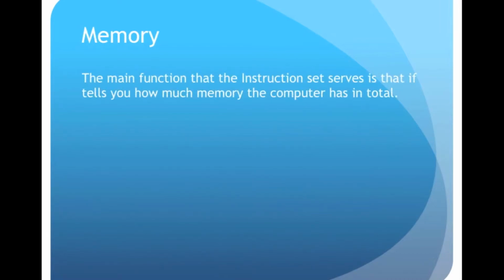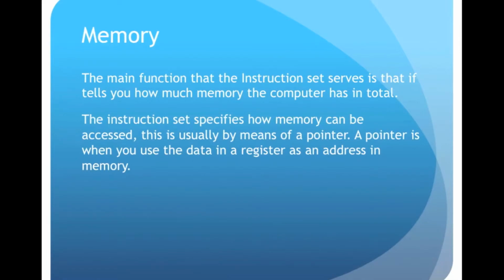I just thought I might as well mention it. Anyways, speaking of memory, we can actually define in the instruction set some special things about it: for instance, how much it is, how you can access it, etc. The way that you access it, which we're going to explain much more in depth later, is by means of a pointer. A pointer is basically when you use data from the register as the address in memory.